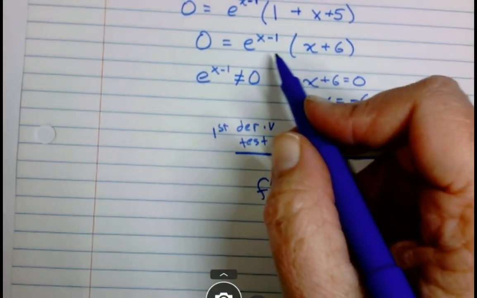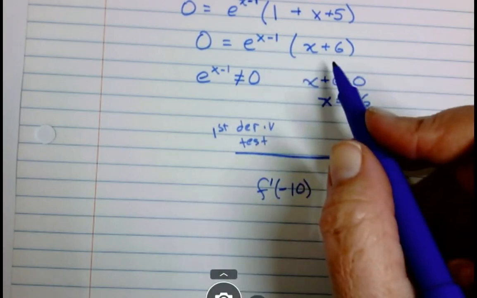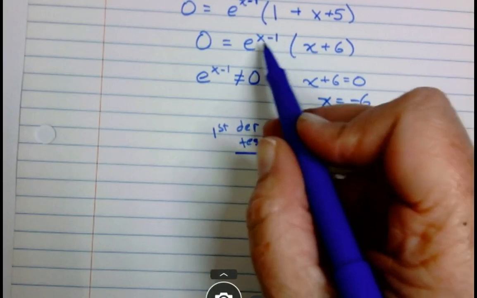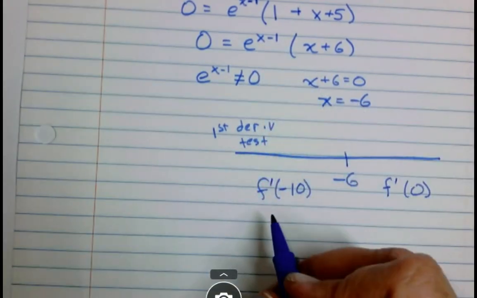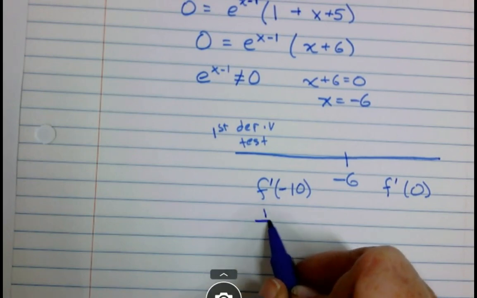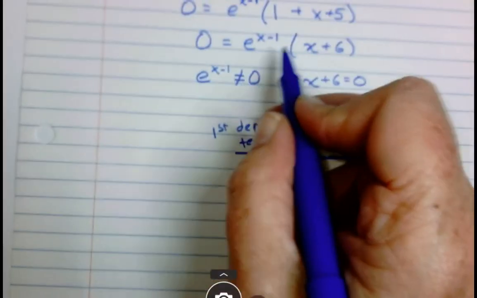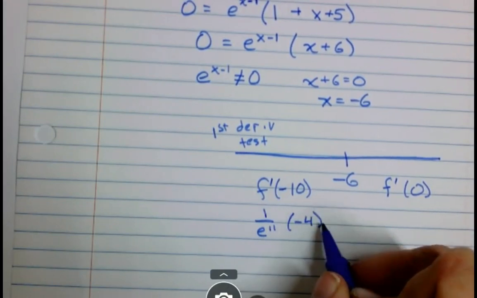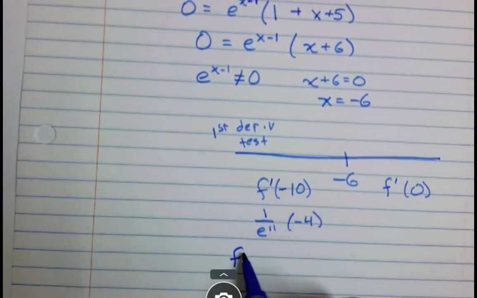Again, I like using the factored version to do my first derivative test. So if I plug in a negative 10 here, I would have e to the power of negative 11, which is 1 over e to the power of 11, right? And then I would have negative 10 plus 6, which is negative 4. So on this interval, f prime is negative.